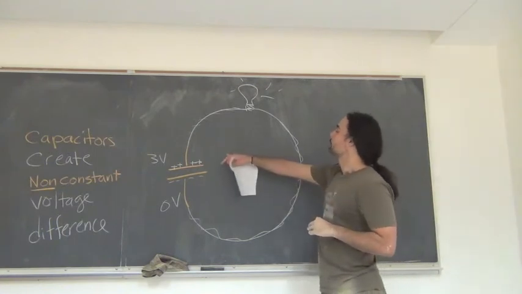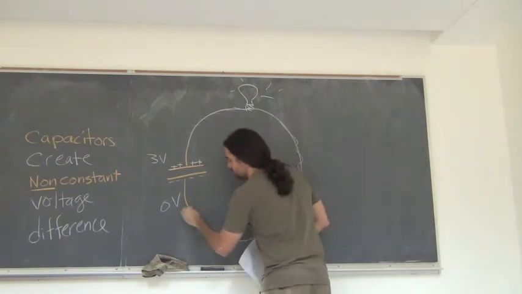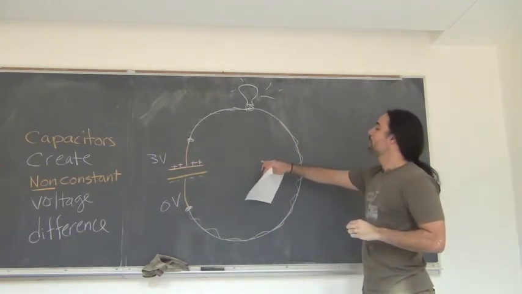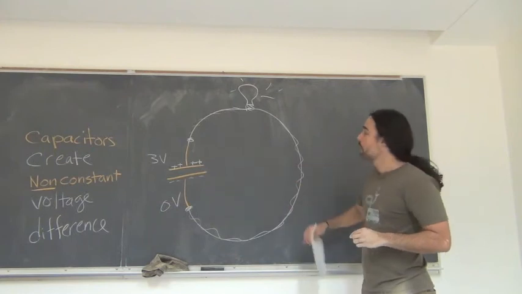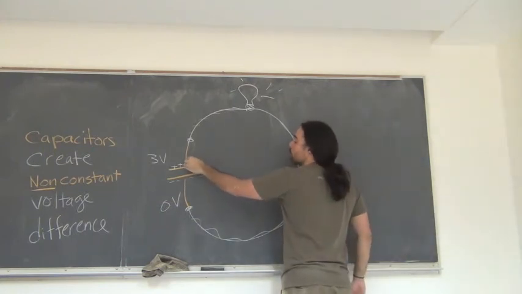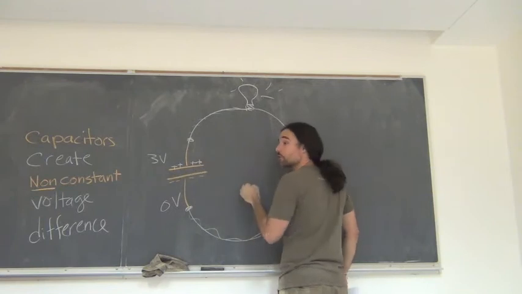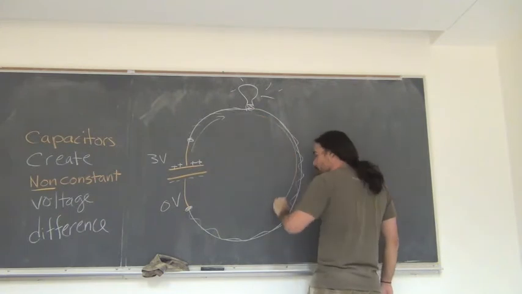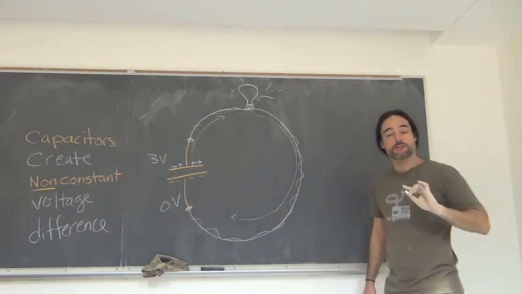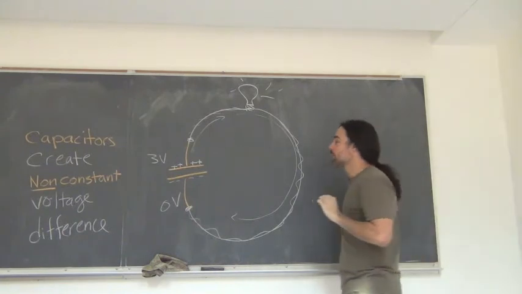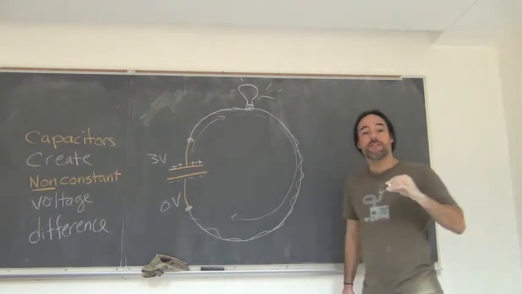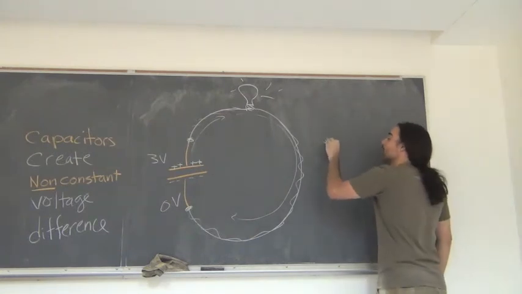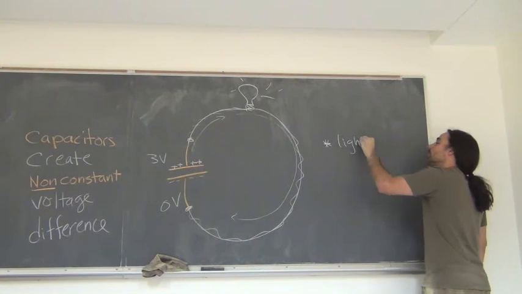Well, what we will see is that that 3 volt difference does not last very long, because the charges are going to repel each other. So the positive charges are repelling each other, and they're going to move away from each other. They're going to create a current going around the circuit, just like the battery did. However, these charges repel each other very, very quickly. So the light bulb is going to flash quickly and then go out.